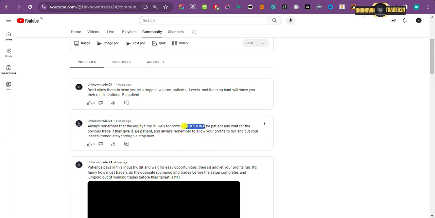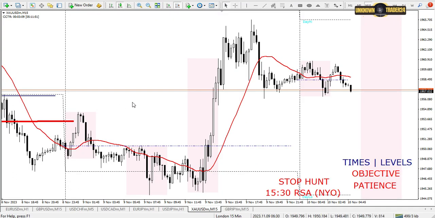Why did I repeat the stop hunt thing? I told you stop hunts will show you the real intention, and I gave you the time at which they are most likely to throw a stop hunt. So if you mix these two posts, you would have understood what I was saying, guys. I don't usually give clear things, I give signs.